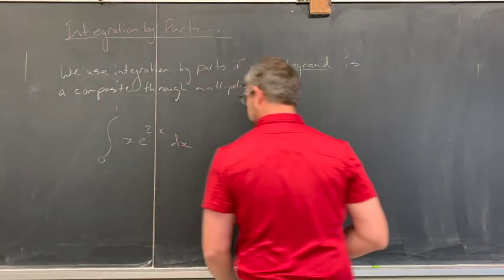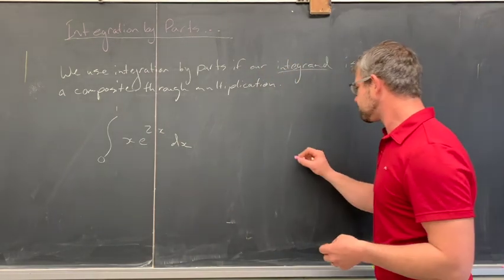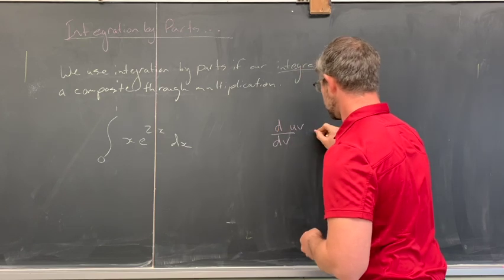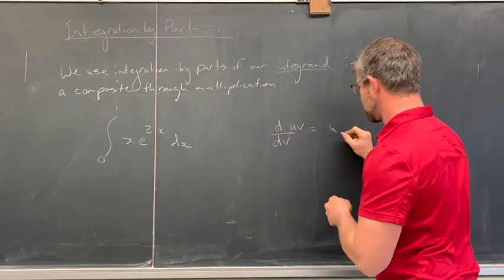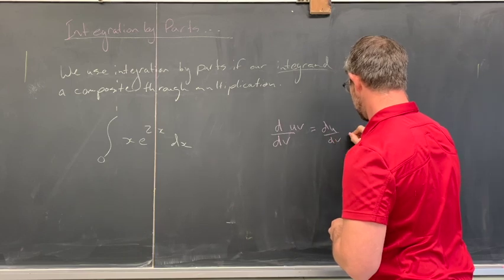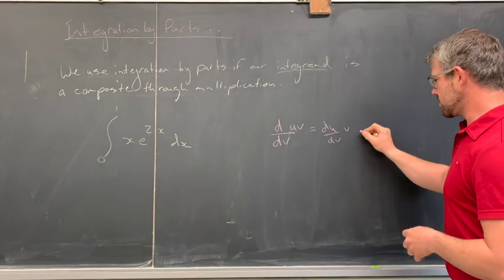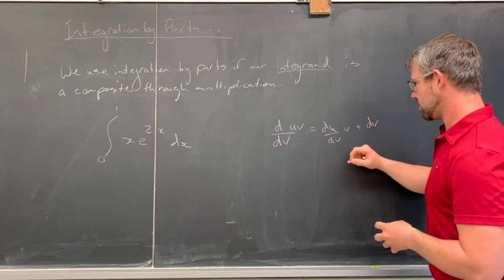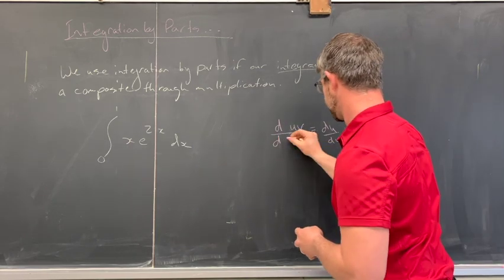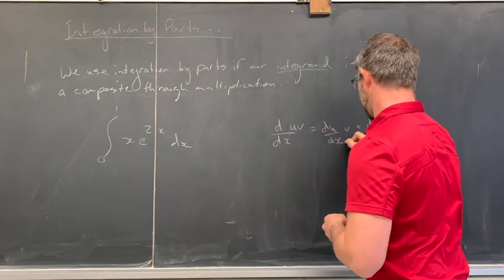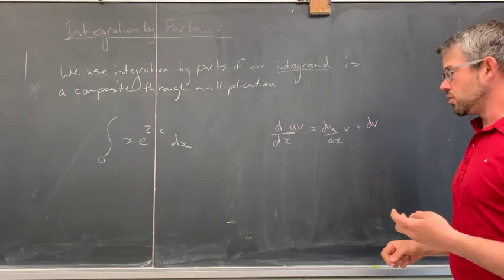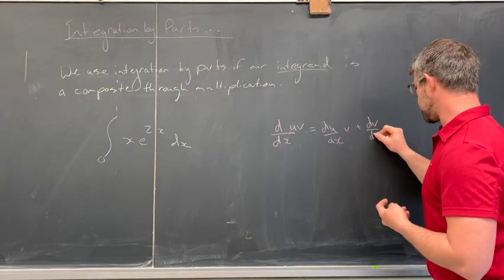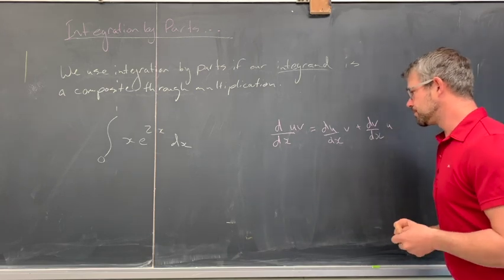So I'm going to derive our integration by parts formula. Remember, if we have the derivative of u times v, then that's equal to the derivative of the first times the second, plus the derivative of the second times the first. So we'll take the derivative of u with respect to x and multiply it by v, plus the derivative of v with respect to x multiplied by u.